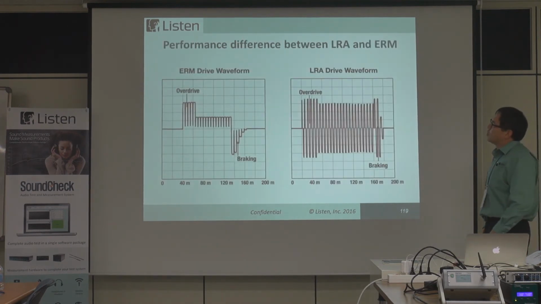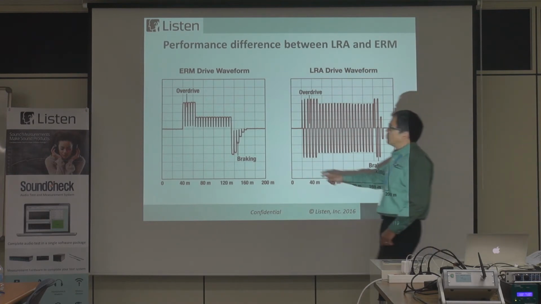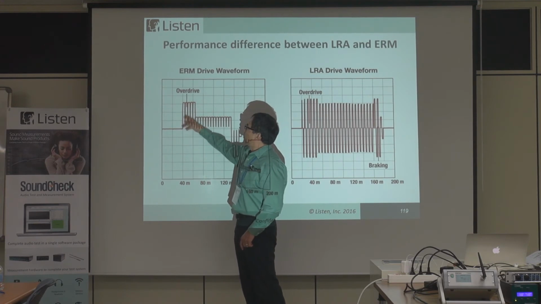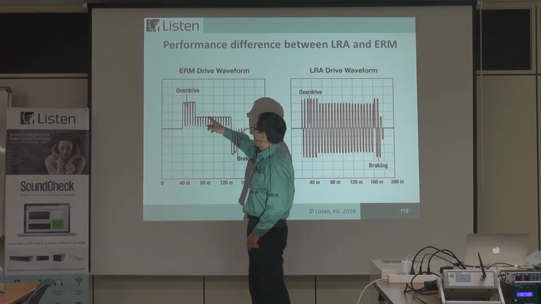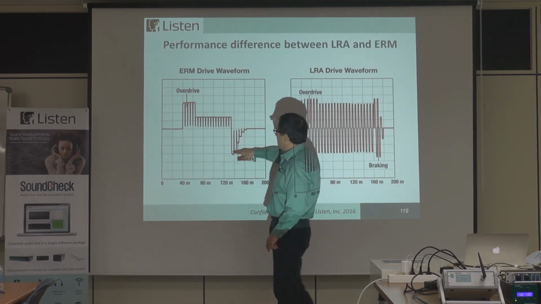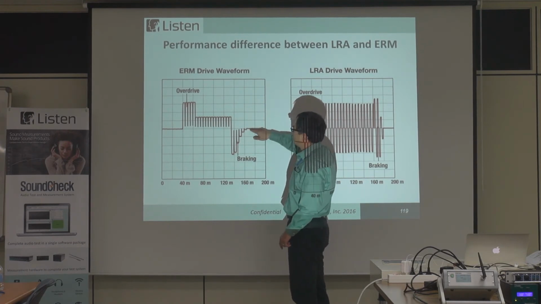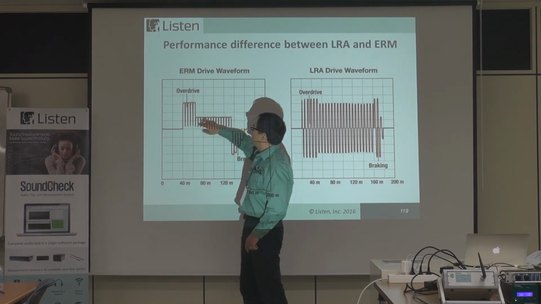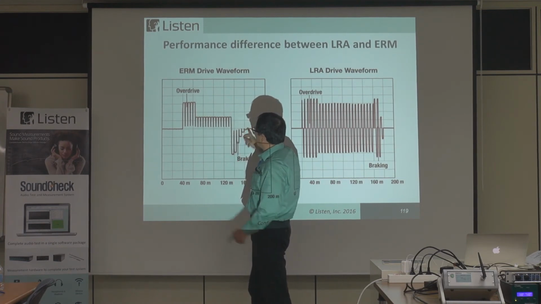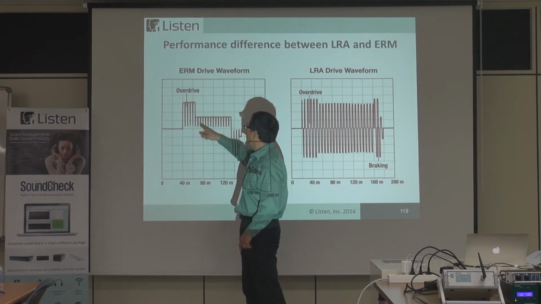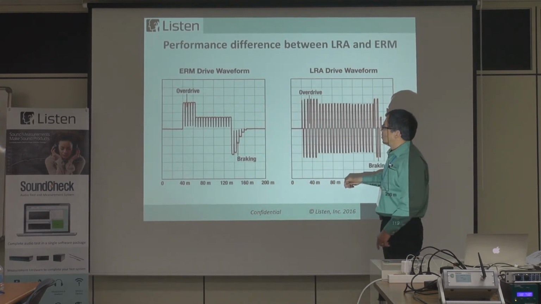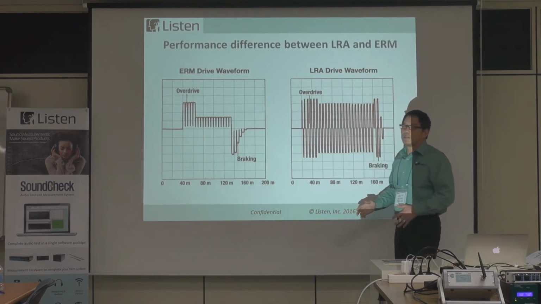So some of the performance differences we already talked about. With the ERM, when you put the voltage in, it's going to go into overdrive, it's going to settle down, and when you stop, it's going to have this braking time to stop spinning. So the amplitude is not uniform, and the time it takes to ramp up and to stop is also longer. So the feedback is not sophisticated.